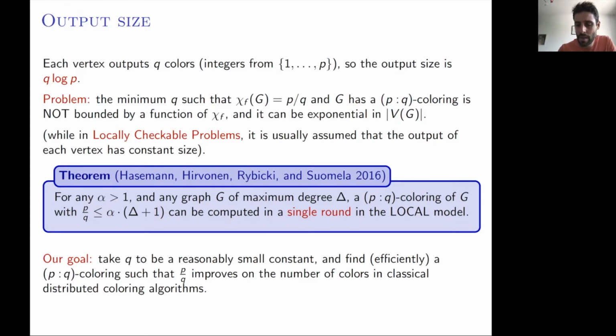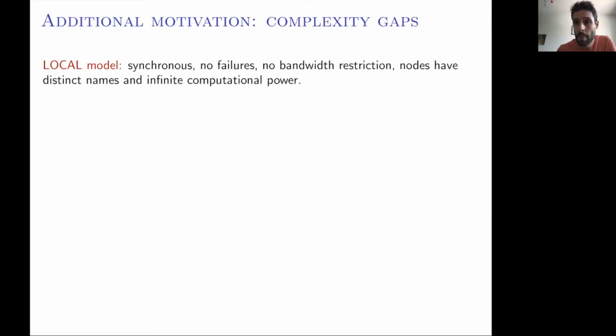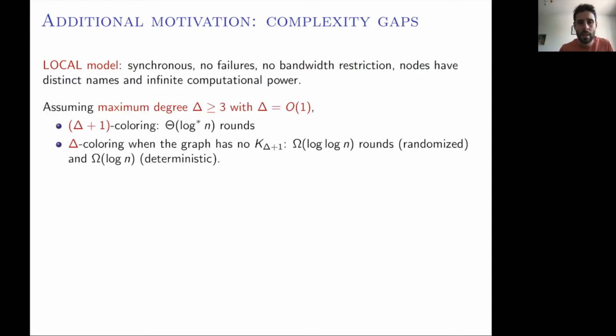But there's another motivation behind this work, which comes from complexity gaps. All the results that I'm mentioning here are in the LOCAL model, where the network is modeled as a graph, and nodes can communicate with their neighbors in synchronous rounds, and there are no failures. Messages can have any size, nodes have distinct names in the deterministic setting, and they have infinite computational power. In this model, as I mentioned, you can find delta plus one colorings for graphs of maximum degree delta in log star n rounds. And I'm always assuming that delta is a constant in this talk.